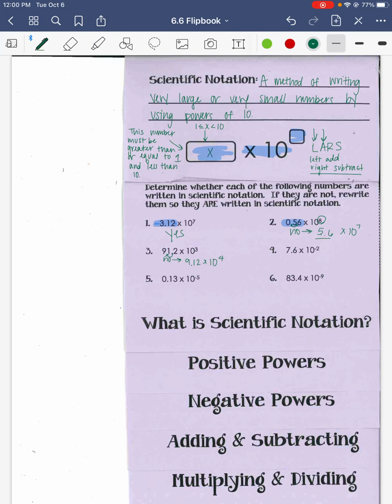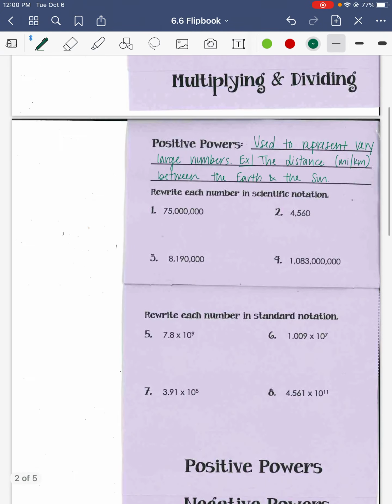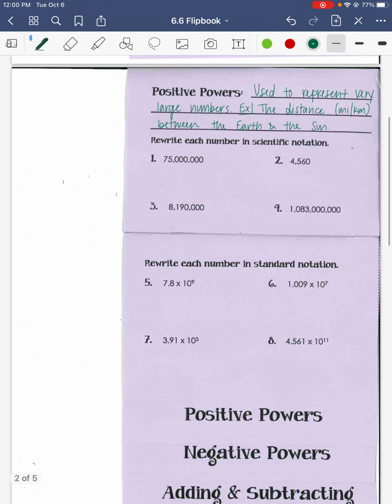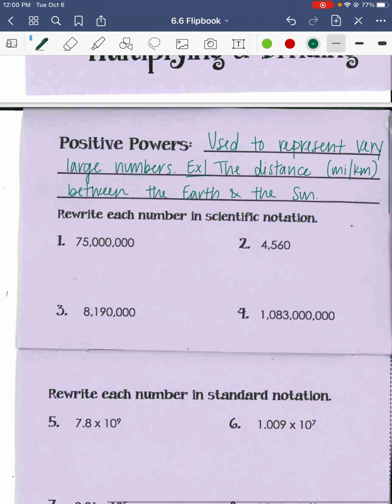All right, so let's flip up one more page, and we're going to look at the positive powers, okay? So positive powers, this is meaning the exponent on the 10. These are used to represent very large numbers, and an example is the distance, like in miles or kilometers, between Earth and the Sun. It's a very large distance. So we can write these large numbers in condensed versions using scientific notation.